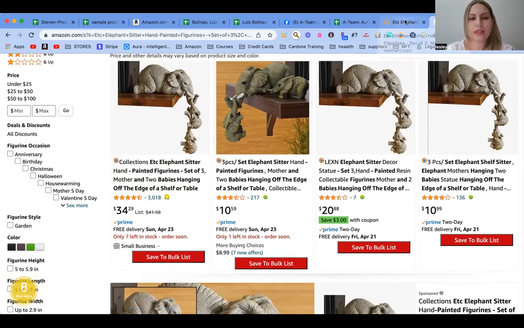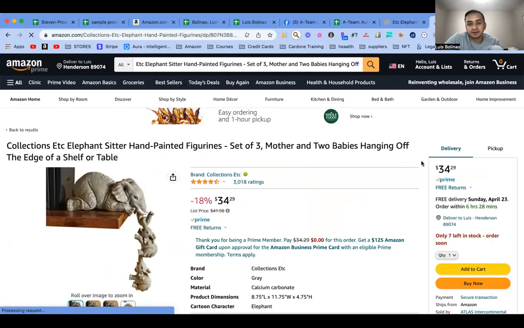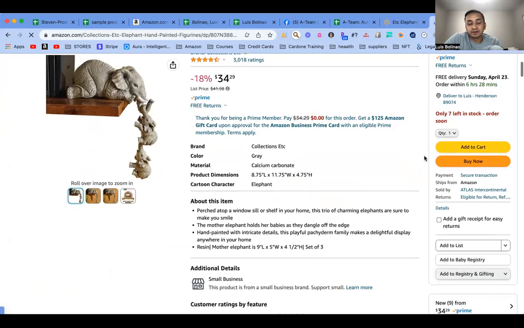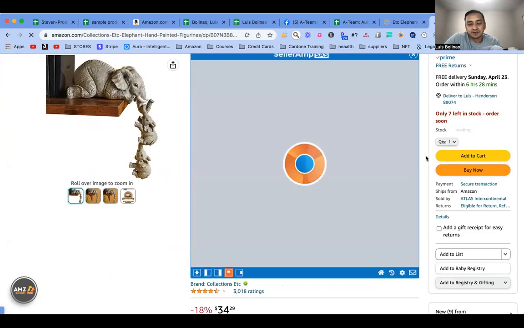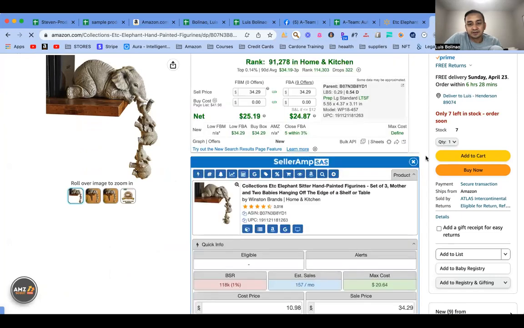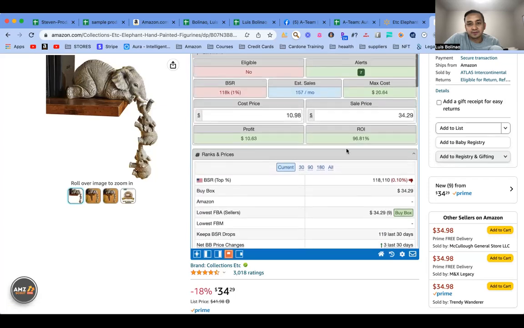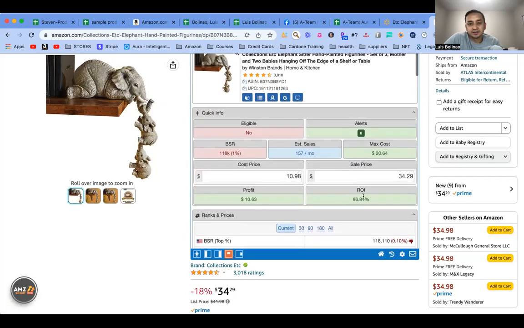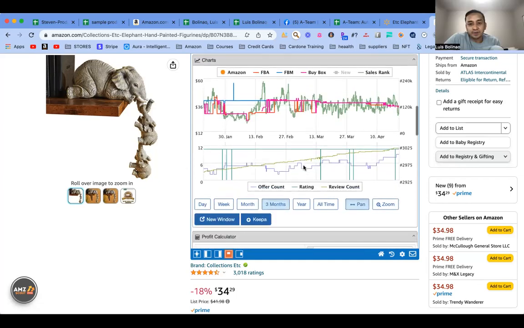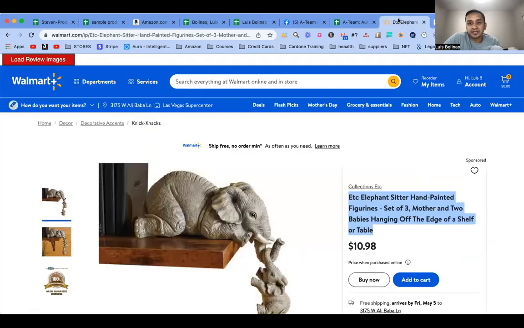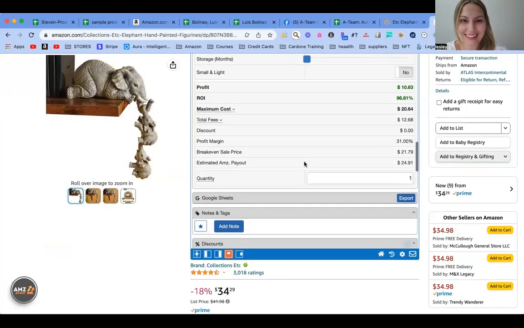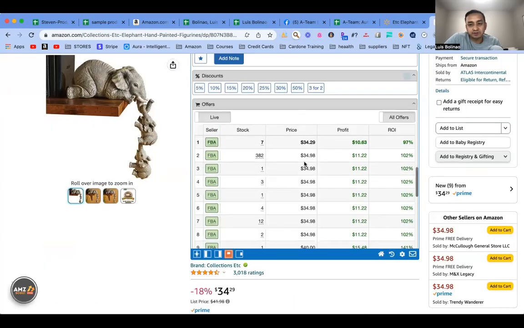So now you click on the Amazon one to see the Seller Amp? Yeah. So now you click here, and then now you look at the data if it makes sense. I mean, this makes sense, I think. Oh, it's a good one. You just guessed that one right now? I think it came from my browsing history, from Walmart. Yeah, looks good.